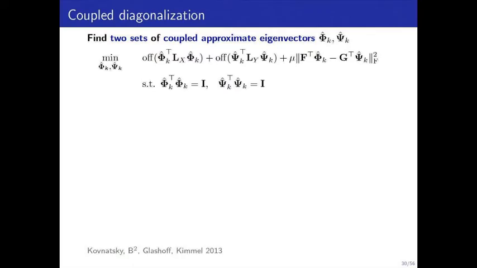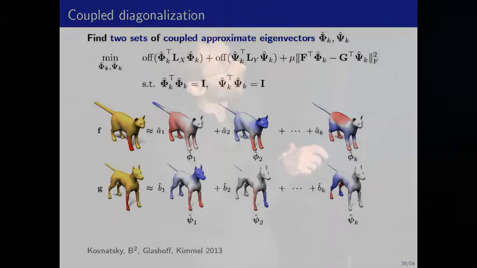So instead we can think of a coupled approximate diagonalization. Instead of finding a common eigenbasis, we are looking for two bases, phi hat and psi hat, the first k eigenvectors. We want them to approximately diagonalize the respective Laplacians, but also to be coupled in the following sense. If we have a set of functions, let's say f and g, that we know correspond, we expand them in the bases phi hat and psi hat and get some Fourier coefficients, a hat and b hat. We want these coefficients to be as similar to each other as possible. This is exactly the coupling term you can see here. So we're looking for a pair of bases that are approximate eigenbases, and they will be coupled.